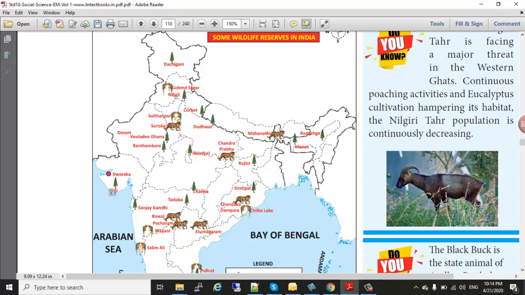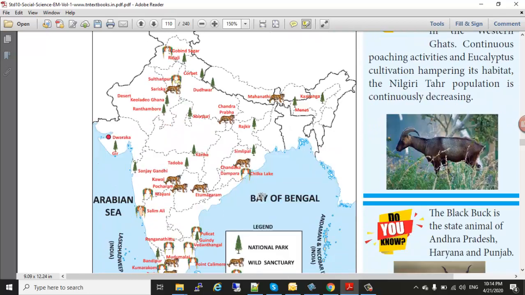It's a wildlife reserve, this Gir wildlife reserve in India. You can see this one, and it's a national park, Gir National Park. Kaziranga. Manas. Kaziranga, Manas and Gir, these are the very important ones out of all of this. And Corbett National Park, this is also very important.